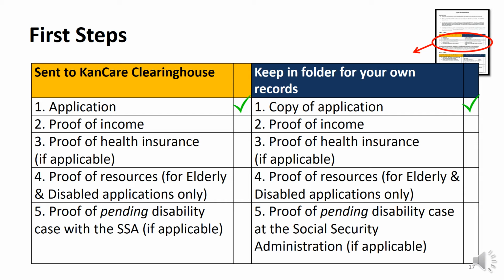And then on the right-hand column, this is for you to keep in a folder for your own record: a copy of your application, a copy of your proof of income, a copy of your proof of health insurance, etc. That way, if something didn't make it there, all you have to do is make another copy and send it on.